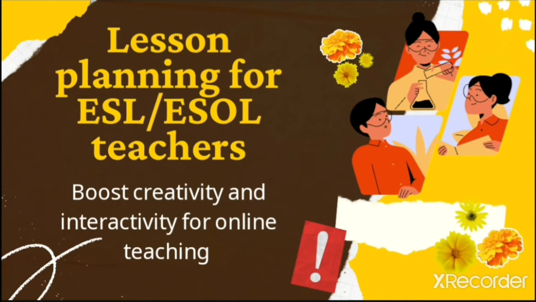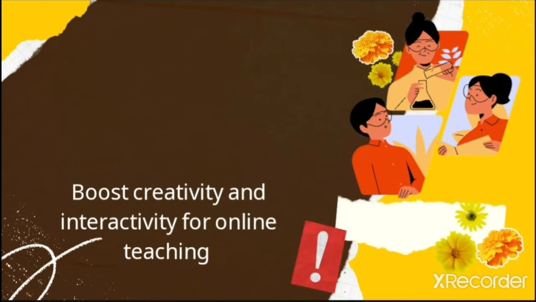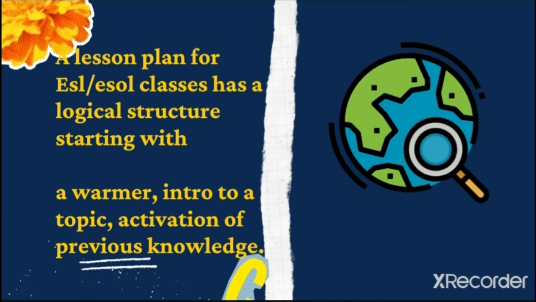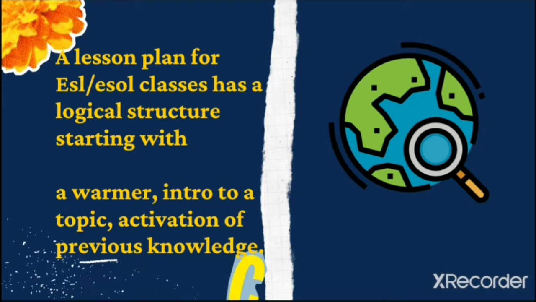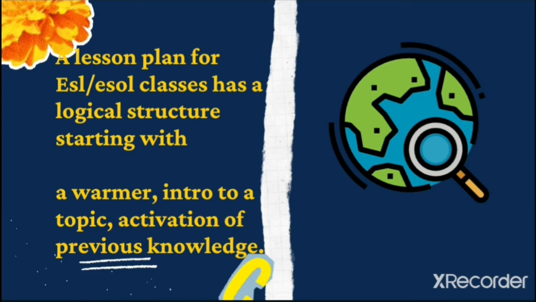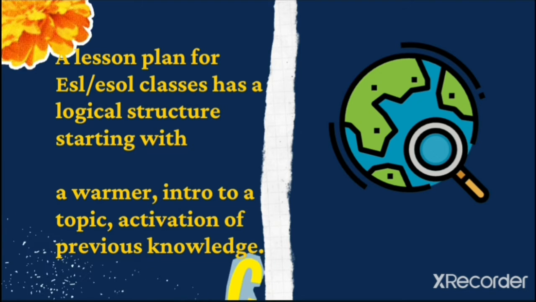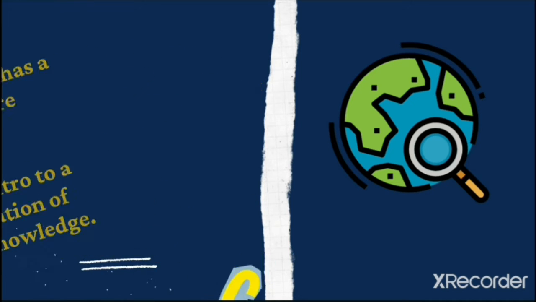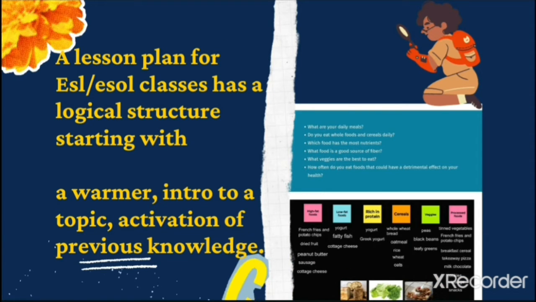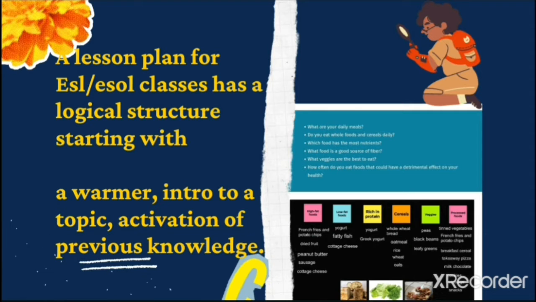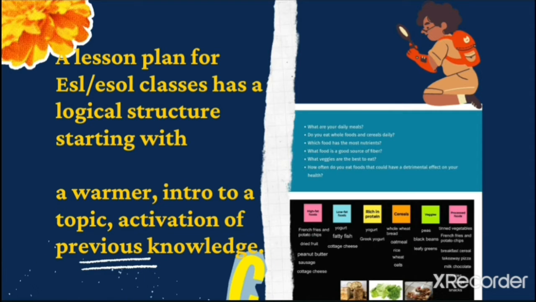A lesson plan for teaching English as a second language classes has a logical structure, starting with the warmer, an introduction into a topic, and activation of previous knowledge of students: what is their opinion, is the topic connected to the sphere of their interests, and so on. So it's usually questions where you can use some visuals, pictures, or a little movie.